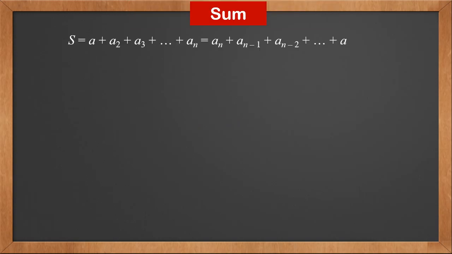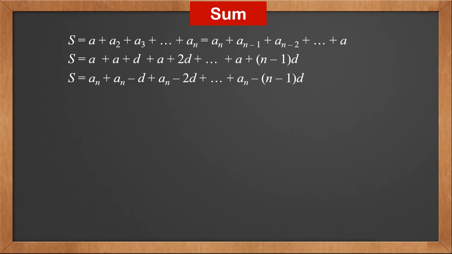Now let's see how to find the sum of the first n terms of an AP. We use s to denote it. It is a plus a2 plus a3 plus all the way to an. It is also an plus an minus 1 plus an minus 2 plus all the way to a. If we add from a to an, it is a plus d, plus a plus 2d, plus all the way to a plus n minus 1 d.